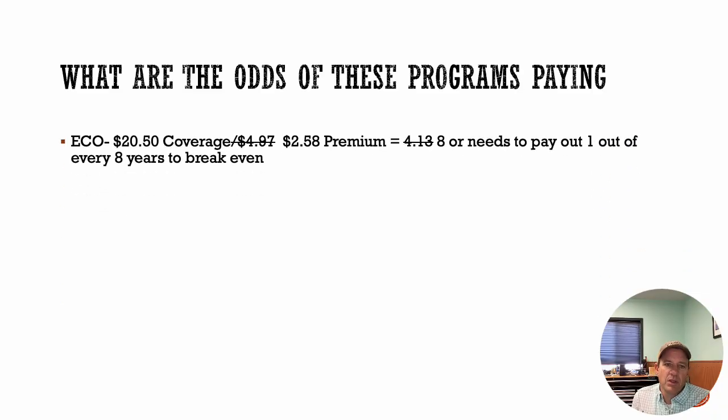So what are the odds of these ECO and SCO programs paying? We're going to just do a $20 an acre coverage thing for ECO as an example. It'd cost you $258 in premium now. That would have been $497 in premium last year before the subsidy went up. So it just needs to pay out 1 out of every 8 years to break even on this program.